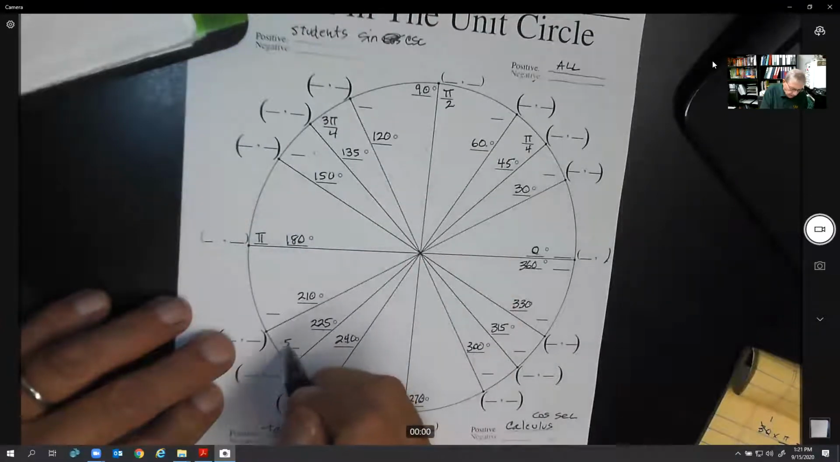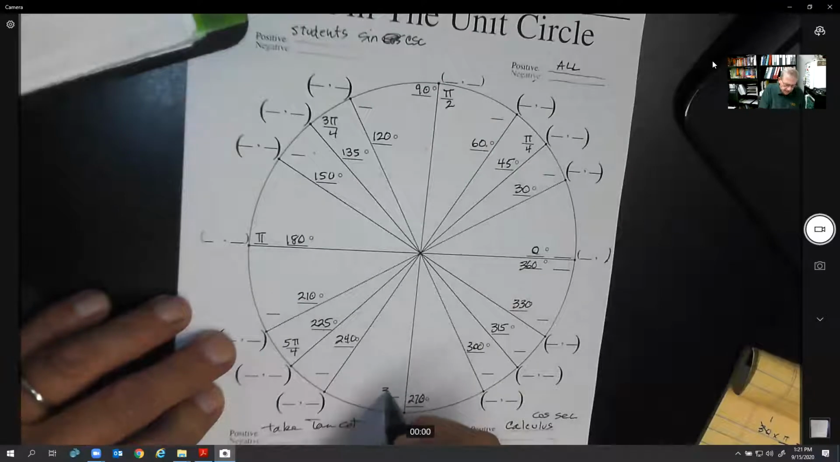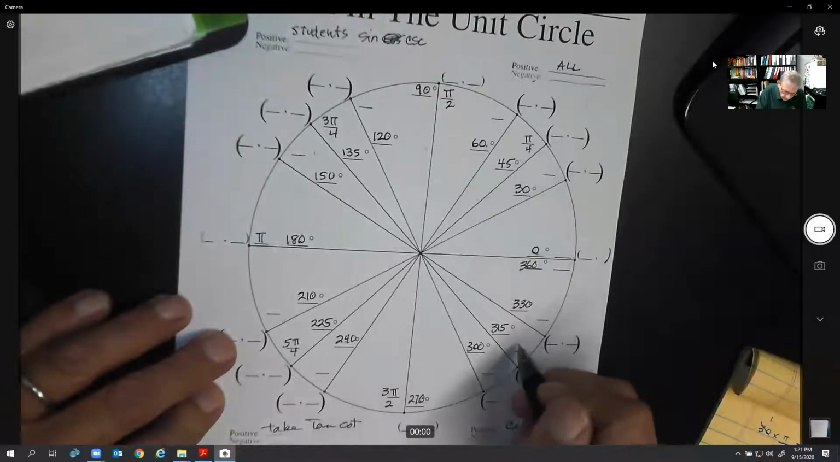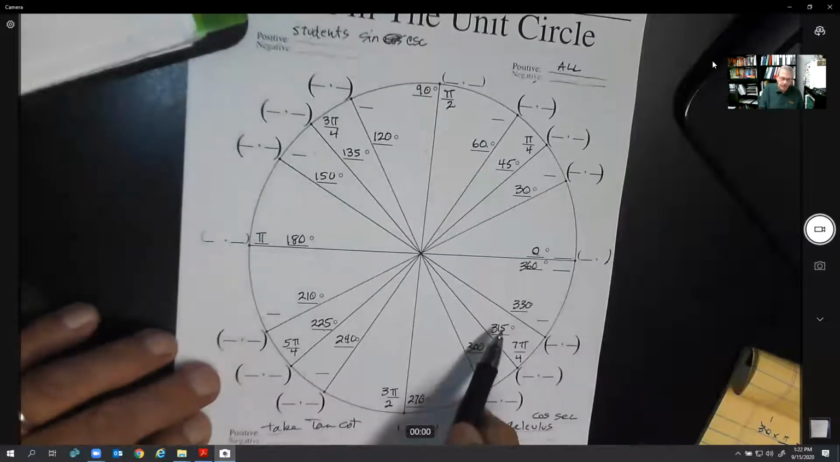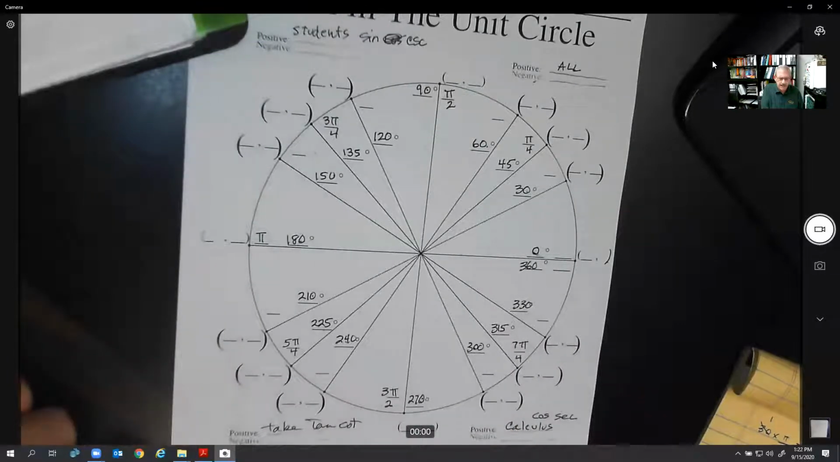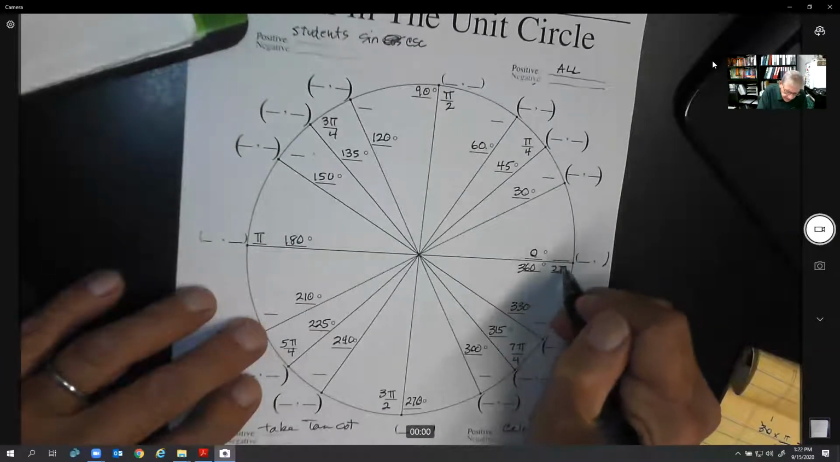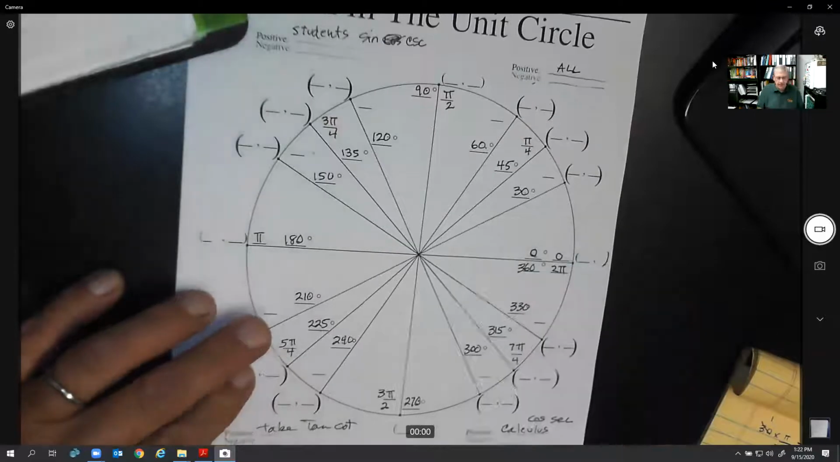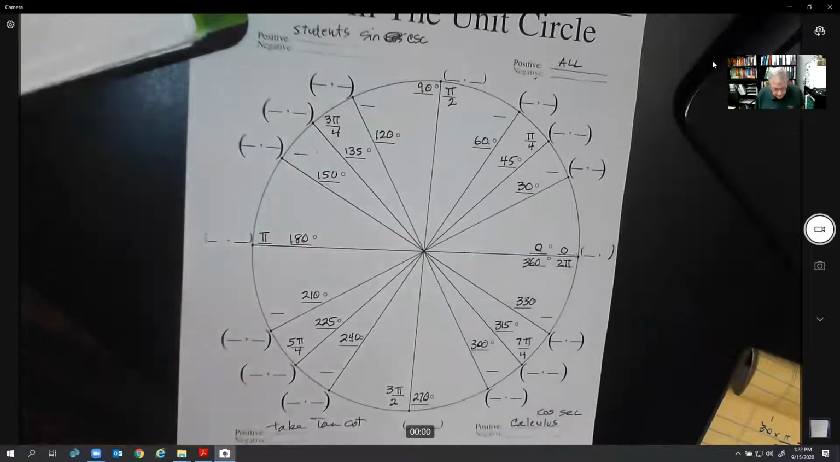5 pi over 4, 6 pi over 4. Let's see, 6/4 is 3/2. 7 pi over 4. And we've got them filled in. So 315 and 7 pi over 4, same exact thing. Of course, this would be 8 pi over 4. 8 over 4 is 2 pi. This would be just 0. So 2 pi and 0 radians is the same thing.